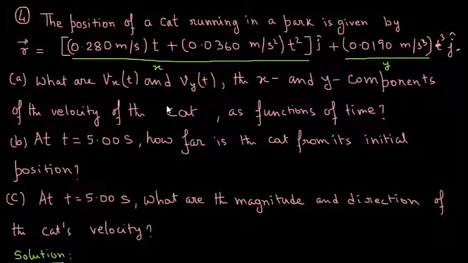Now, what are Vx(t) and Vy(t), the x and y components of the velocity of the cat as function of time? So we have to find the velocity component of x and y component of the velocity for the cat. First step is that. Second step is at t is equal to 5 seconds how far the cat is from the initial position. Now you have to find the position vector when t is equal to 5. Last part, that is C part, is you have to find at 5 seconds what is the magnitude and direction of the cat's velocity. So you have to find the velocity magnitude and direction of the velocity at t is equal to 5.